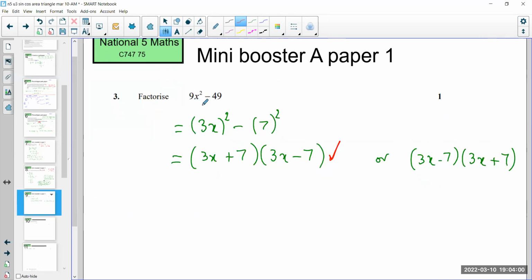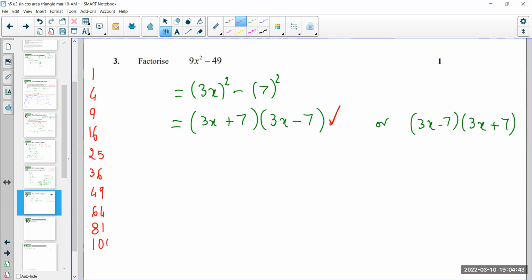Is that okay? Are people still struggling? So what I would say to you guys before you get to the exam: if you see something to do with factorize, please take 2 minutes and write down 1 squared, 1; 2 squared, 4; 3 squared, 9; 4 squared, 16; 5 squared, 25; 6 squared, 36; 7 squared, 49; 8 squared, 8 times 8, 64; 9 squared, 81; 10 squared, yeah, I would do it.